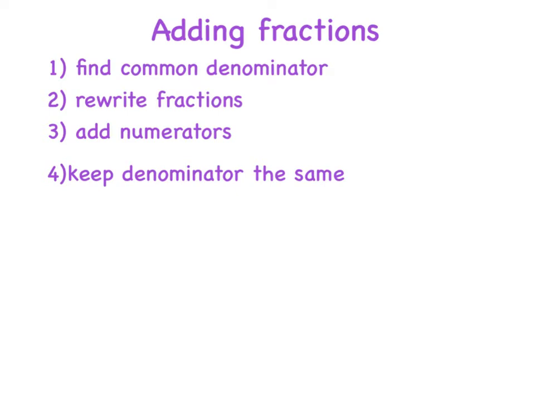The first thing you must do is find a common denominator, then rewrite the fractions like we did in 9-6. Then you add the numerators and keep the denominators the same. Let's go over that a little bit more in depth.